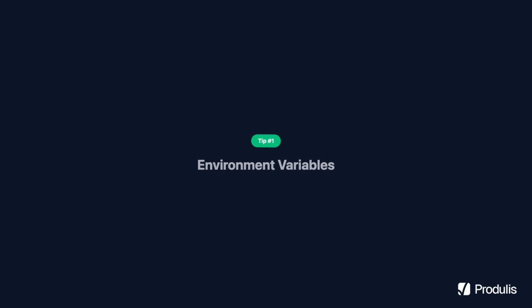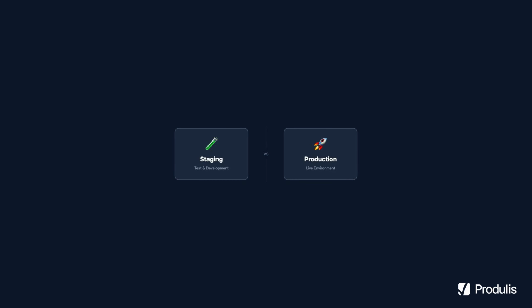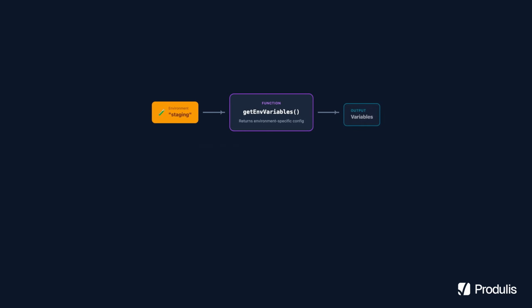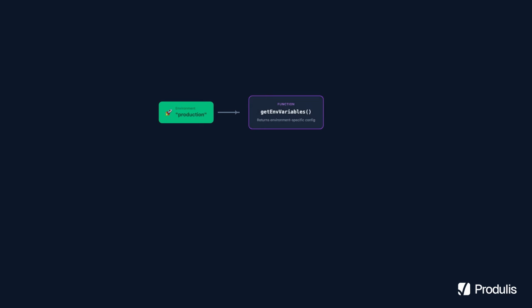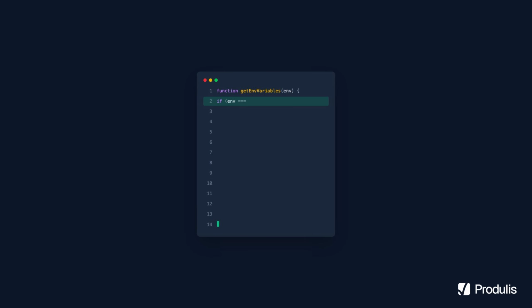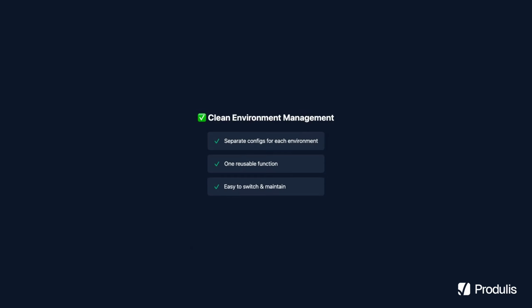Okay, the first trick, it's a basic one. You need to have environment variables. You need to also have environment variables for production and staging. And a nice trick is to have a function where you pass the environment where you are, and it returns you the whole list of variables that you have for a certain environment. So for example, if you're in staging, it will return you all the environment variables from staging specifically.